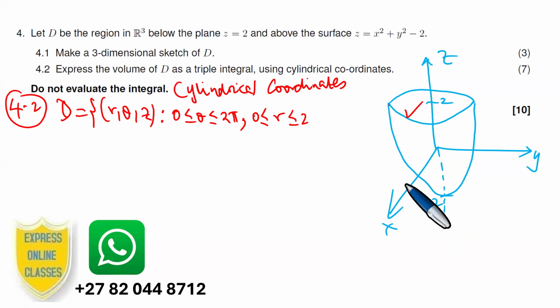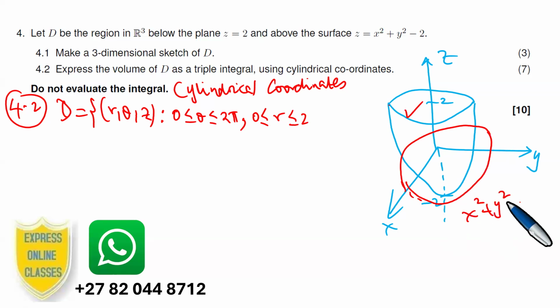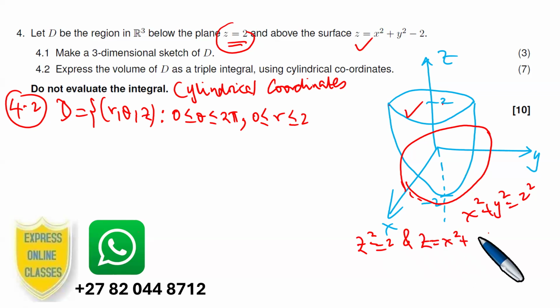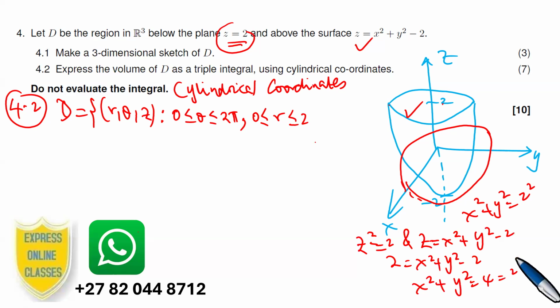Because if you look at the image of this, it becomes here. And this one is x squared plus y squared equals 2 squared. Why is it 2 squared? Because you have the plane z equals 2. If the paraboloid and this plane are equal, the plane is z equals 2, yet the paraboloid is x squared plus y squared minus 2, which means 2 is x squared plus y squared minus 2, which means x squared plus y squared equals 4. This is like 2 squared, which is giving us the radius, looking at something called the XY projection.